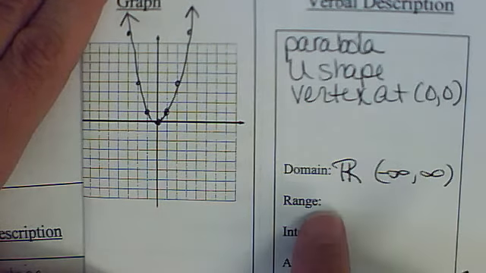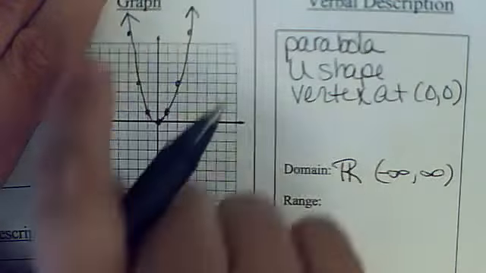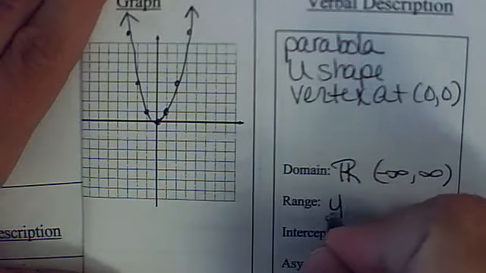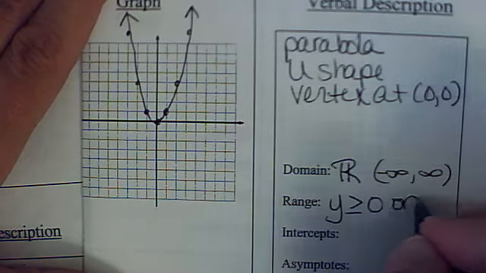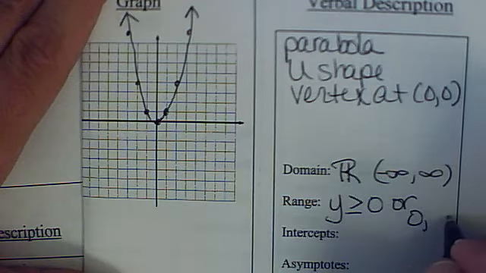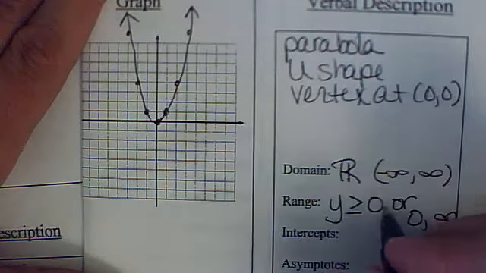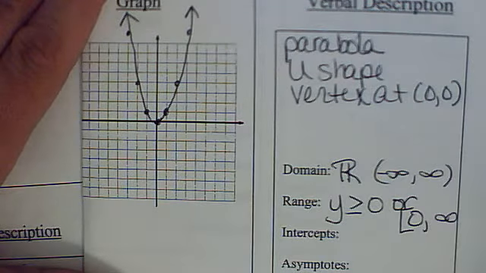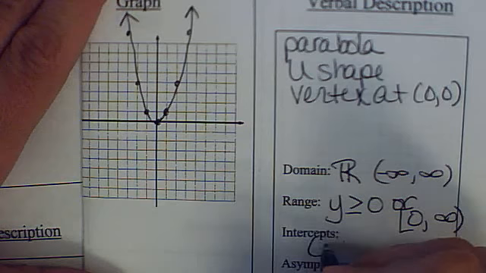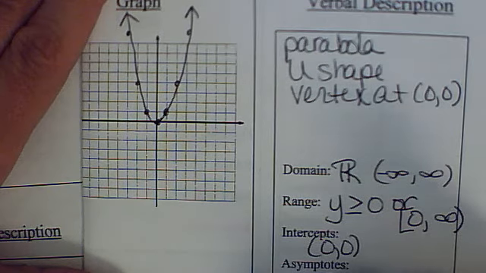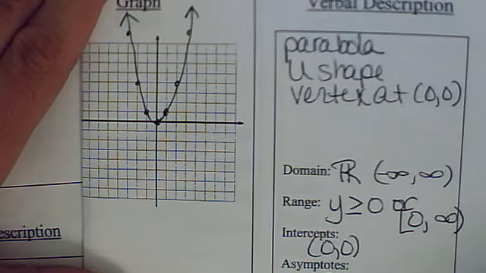The range, though, is only the positives. So we say that by showing y is greater than or equal to 0. Or, using intervals, it goes from 0 to positive infinity. 0 is going to get a bracket because it's a set point. Infinity gets a parenthesis because it's not. Intercepts are 0, 0, and there are no asymptotes. It's not approaching anything. It's not getting closer and closer to anything.